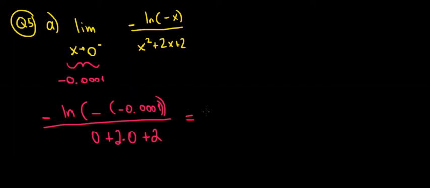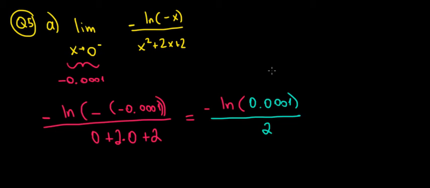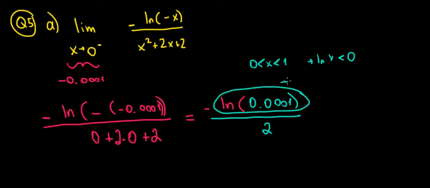Now what do we have? We have minus ln of, we have minus 0.0001 becomes positive, so it's ln of 0.0001 divided by 2. What is ln of a very small number when the number is between 0 and 1? If we have between 0 and 1, the logarithm of that value is less than 0. So this result over here is going to be negative, and the actual value is almost minus 9.2.